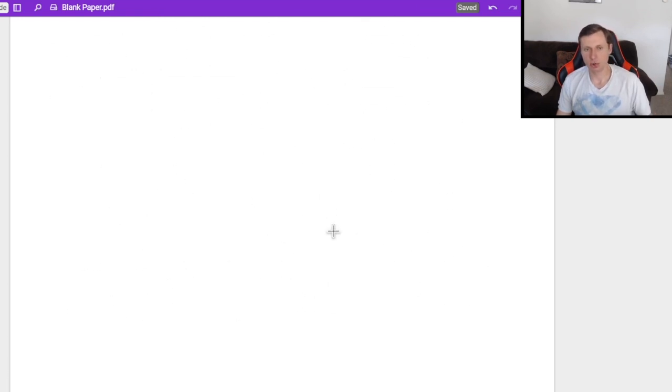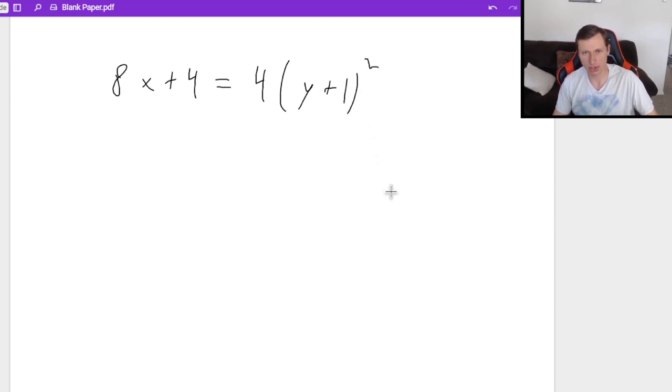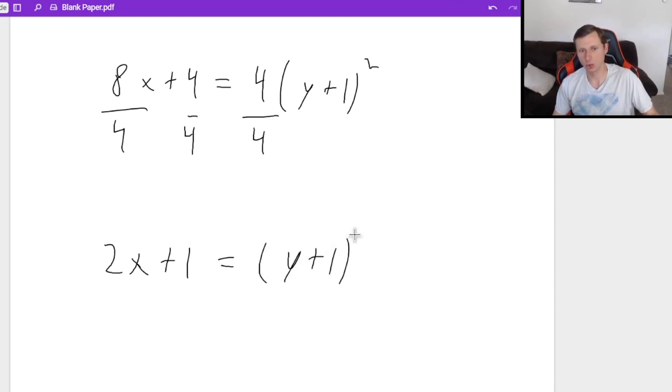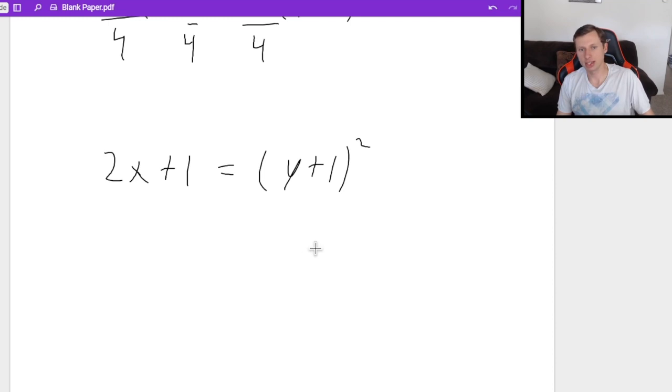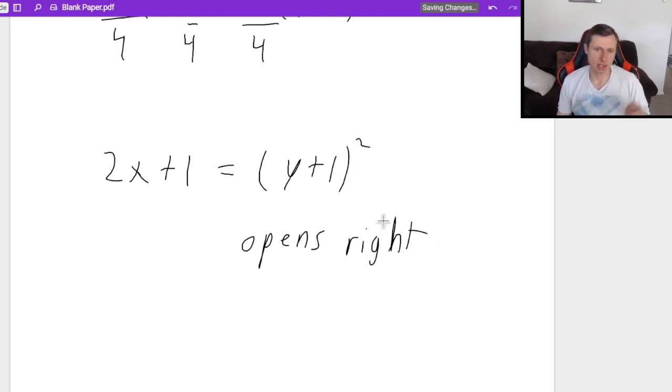And now let's just do one more to really see if you understand it. I have 8x plus 4 equals 4 times the quantity y plus 1 squared. Again, what's the first step? It's getting that y, the squared term really, by itself as quickly as possible. That means I'm dividing everything by 4, and that means I have 2x plus 1 equals quantity y plus 1 squared. At this point, I can say that this is going to be a parabola that opens to the right, and the reason why it opens right is because it's a y squared this time, and it's positive, so it opens to the right.